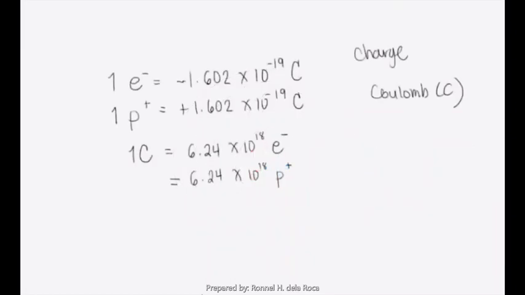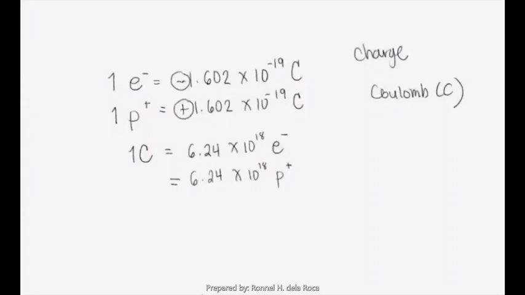So quantitatively, masusukat natin ang charge using the unit coulomb or C. So ang 1 electron ay binubuo ng 1.602 times 10 raised to the negative 19 coulombs, at ang 1 proton ay binubuo ng 1.602 times 10 raised to the negative 19 coulombs. So basically, 1 electron has the same number of charge as 1 proton. It's just that the sign of the charge of electron is negative to denote that it is negatively charged, while the charge of proton is positive to denote that it is positively charged.